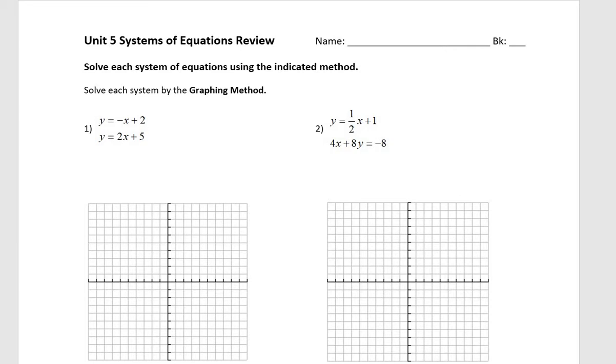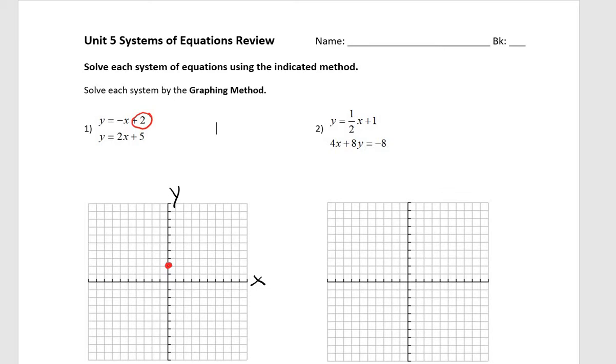To do problem number 1, I'm gonna start by graphing this top equation right here, y equals negative x plus 2. To graph it, I'm going to start with my y-intercept, which is 2. The y-intercept is always the number not directly in front of x. So before I graph that, I'm going to label my axes. This is the x-axis, this is the y-axis, and I'm going to graph 2 on the y-axis. So I'm going to go up 1, 2 on the y-axis.